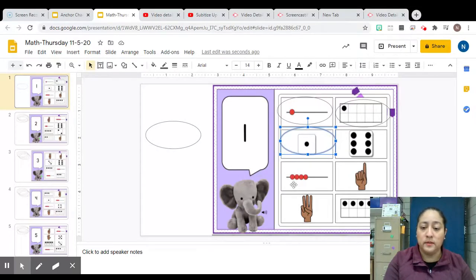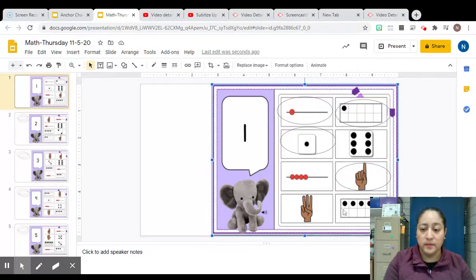What about this one? 1, 2, 3, 4. There's 4 beads. That's not number 1. What about this one? Okay, it's showing 1 finger, so that is number 1. We'll put it there. What about this one? It has 1, 2, 3. So we don't put an oval there. And this one? 1, 2, 3, 4. Okay? That one, we don't put an oval there either. So these are the ones that show number 1.